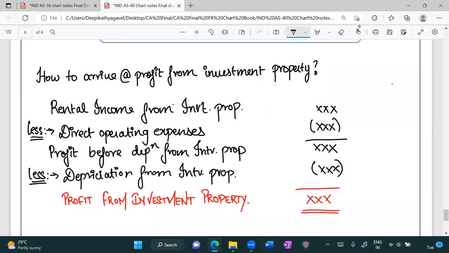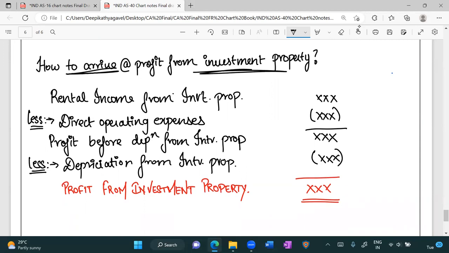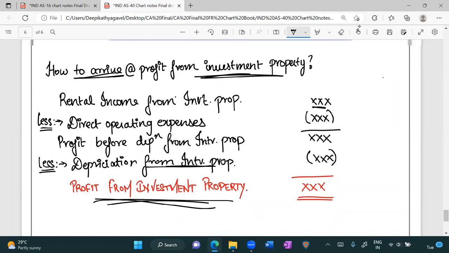The last concept is how to arrive at profit from investment property. In case you have rental income from the investment property, you will reduce all the directly attributable operating expenses. Then you will arrive at what? Profit that is before charging depreciation. Obviously, it's an investment property, so for the building portion, you will be charging depreciation. Then what you arrive at is the profit from investment property, right?